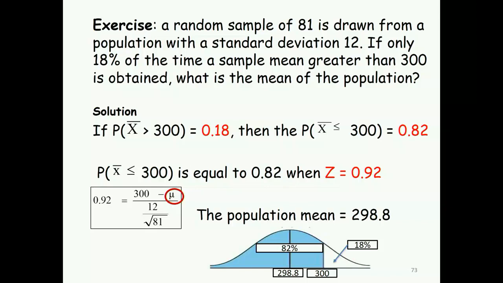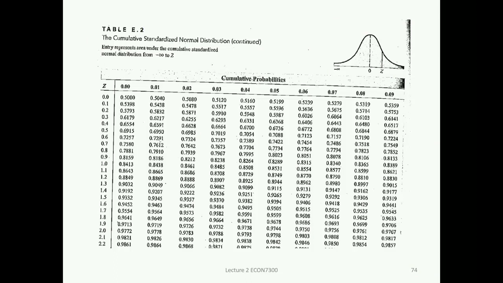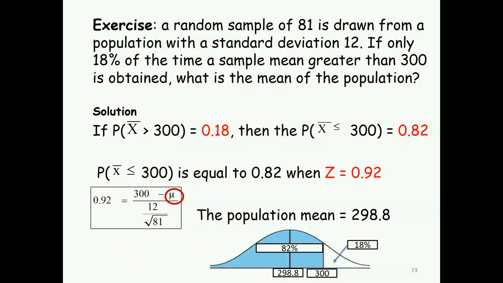When I go to the table, I find this value, which is 82%. This is 18%, this is 82%. When I go to the Z table, it tells me it is 0.92. Keep in mind 82%, 0.82. So I found Z, 0.92. 300 and mu, this is what the question is asking. So it's possible to calculate that.